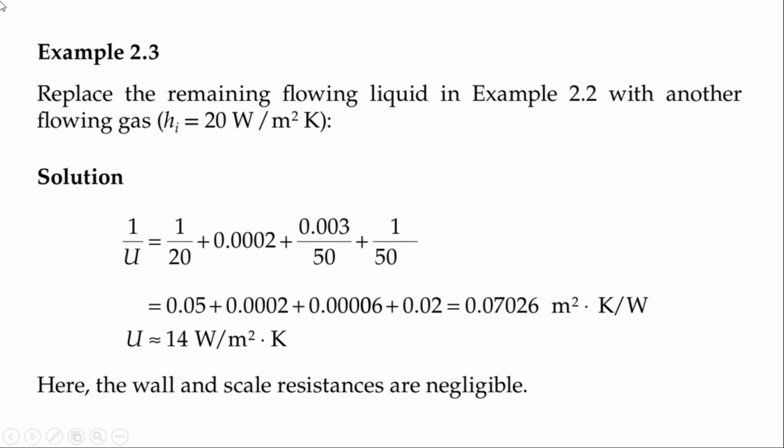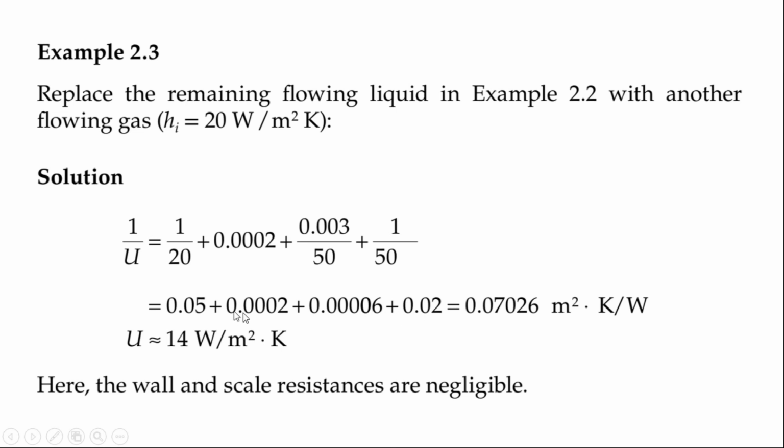Next, if we replace the remaining flowing liquid, which was the internal fluid, with a flowing gas with a heat transfer coefficient of 20 watt per meter square per Kelvin, and put the values in the same formula, you will have an even smaller value of the overall heat transfer coefficient. Looking at these values, we can say that the wall and the scale resistances are negligible compared to this value. This is the resistance for the internal fluid heat transfer coefficient, and this is the resistance for the outer fluid heat transfer coefficient, and both are gases in this case.